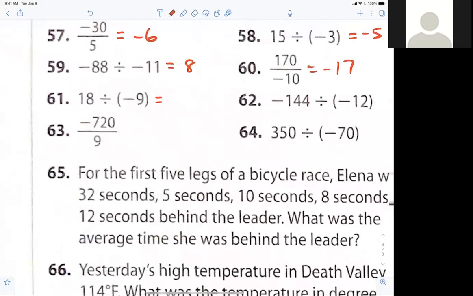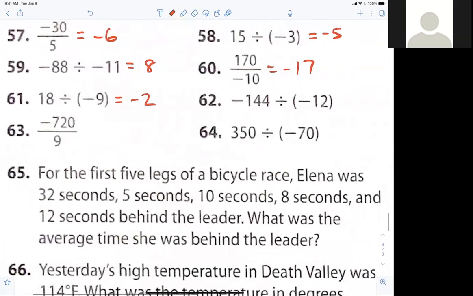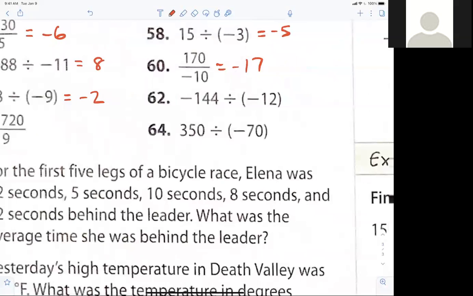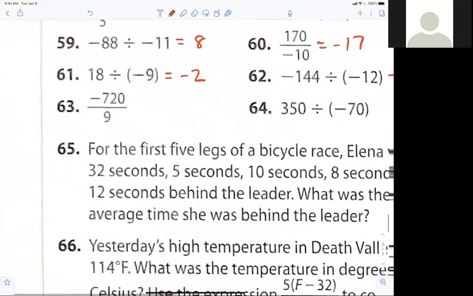-2. -2 is perfect. For what? Oh, 61, right? Okay, 62. 12. 12 is doing great work, guys. 63. Negative what? Negative what? 8. When I ask you a question 5 times, that means you're wrong.